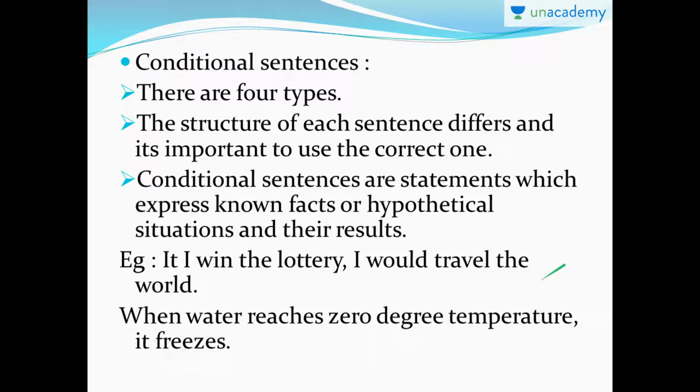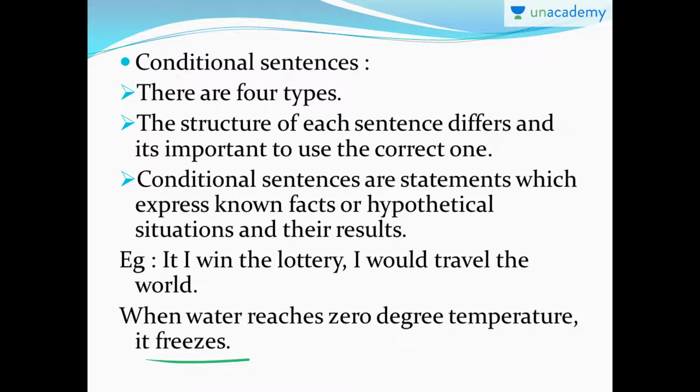Next one. When water reaches 0 degree temperature, it freezes. So here also there are 2 parts to the sentence. The first clause is the independent clause. The second one is the dependent clause. When I say the first one, when water reaches 0 degree temperature, so here both are interdependent. I can't just say one sentence and leave out the other, because I cannot say it freezes. What freezes? It does not make sense. So sometimes you will have sentences which are codependent.